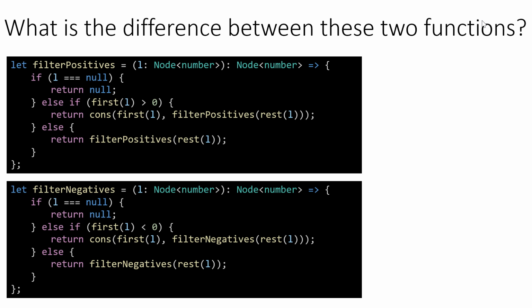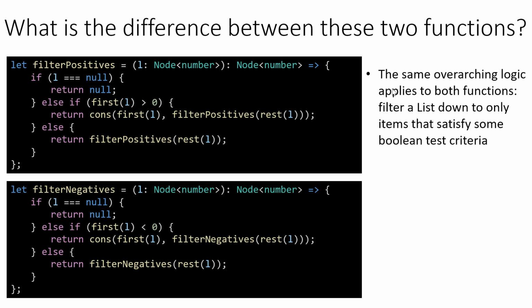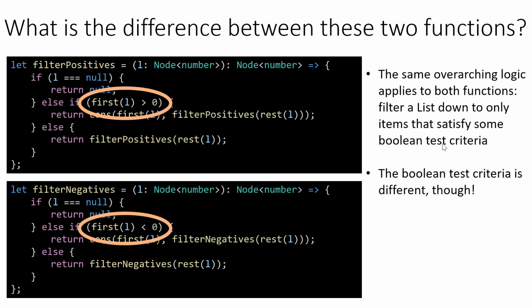So going back to that first question just briefly, if we think now with both of these questions in mind, in this example, filter positives and filter negatives, the same overarching logic is applying here. We're trying to filter a list of number nodes down to only those that match some criteria. In this case, it would be the values that are greater than 0. So we would get a list back of only the positive numbers. And in this filter negatives, we would get a list back of only the negative numbers. Notice that the only really substantive part that's changed is the logic here.